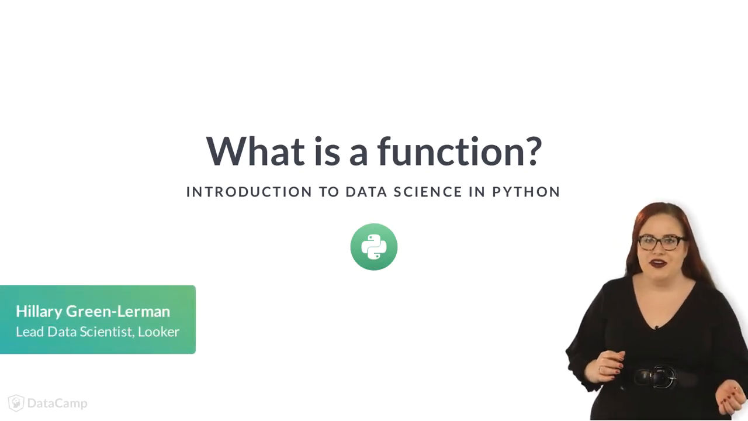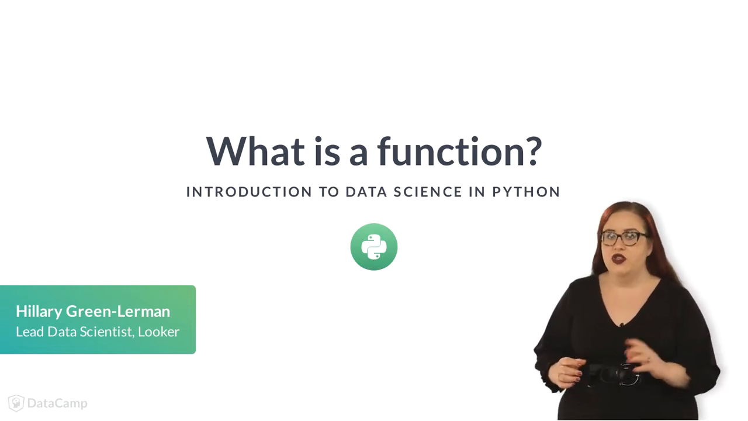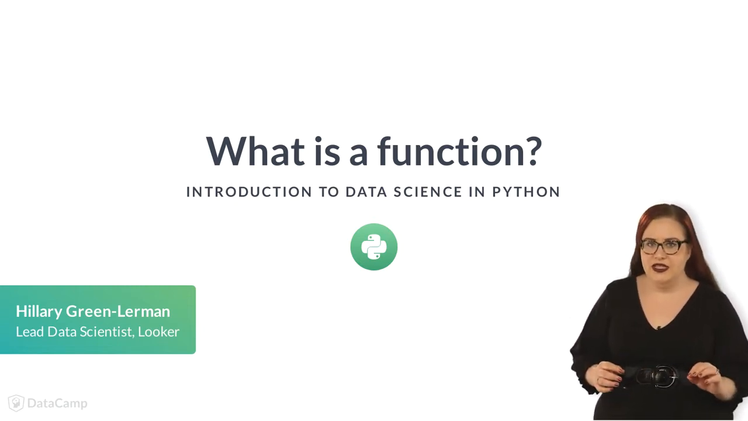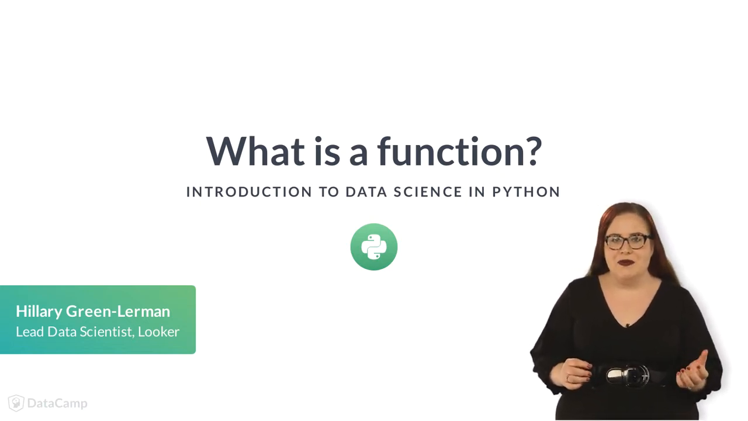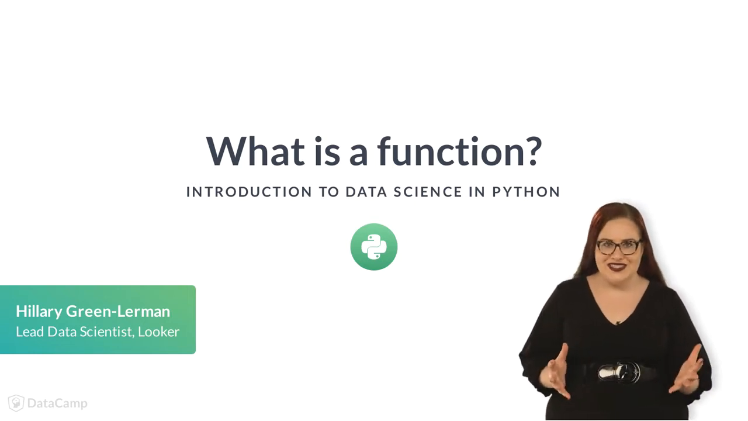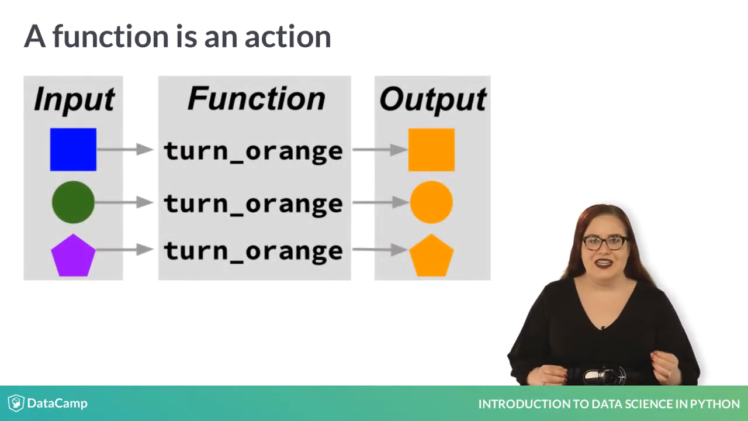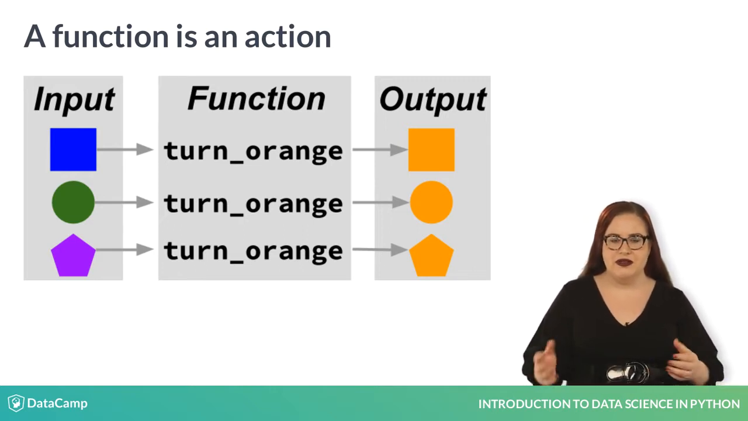Previously, we learned about variables, which allow us to store information for later use, strings, which represent text, and floats, which represent numbers. Now that we know the basic data types in Python, we'll start using them with functions. A function is an action. It turns one or more inputs into an output.